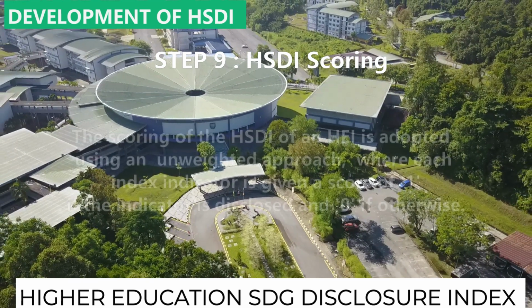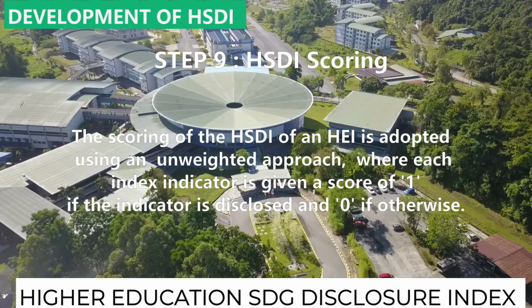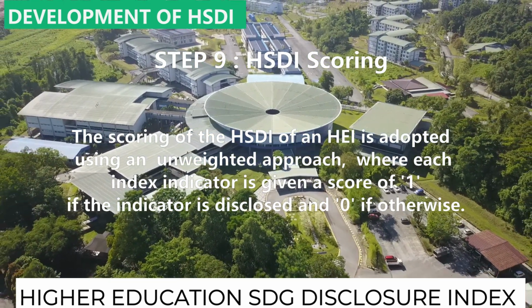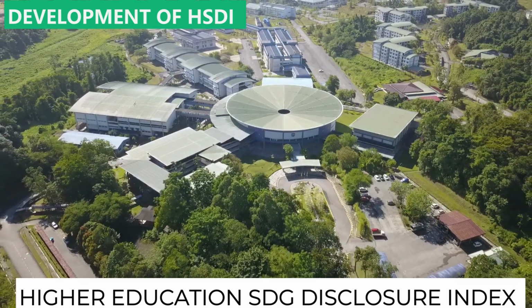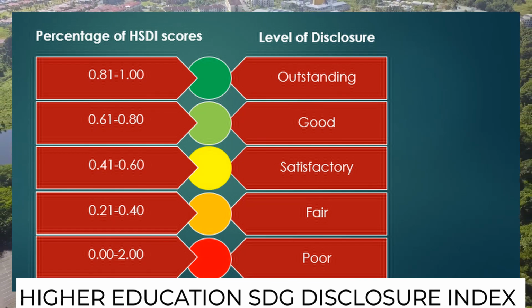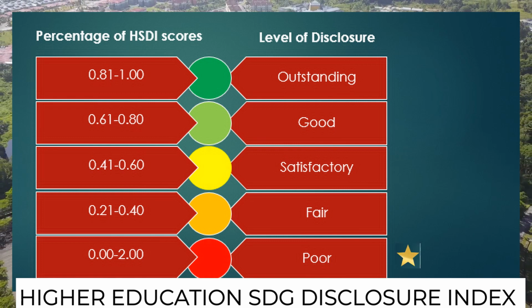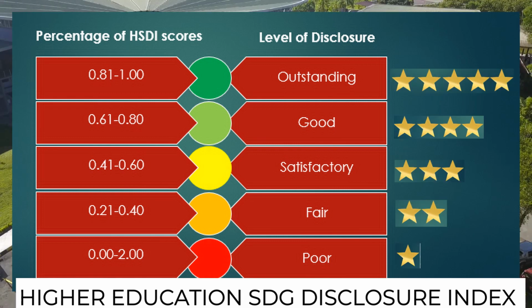The scoring is adopted using an unweighted approach, where each index indicator is given a score of 1 if the indicator is disclosed and 0 if otherwise. The score level is scaled and rated based on the percentage of HSDI scores. The level of disclosure is scaled as poor, fair, satisfactory, good, and outstanding.